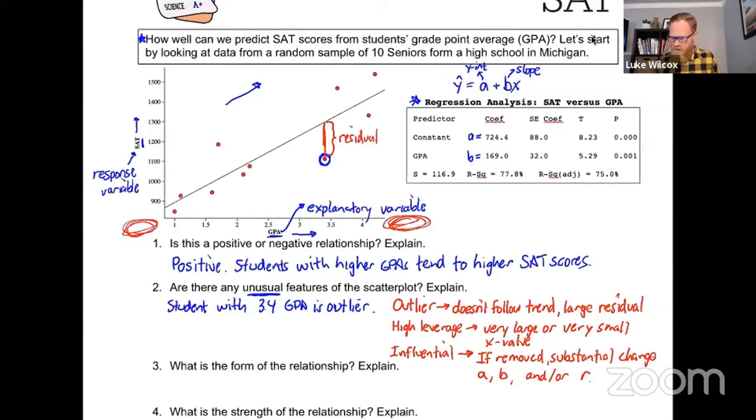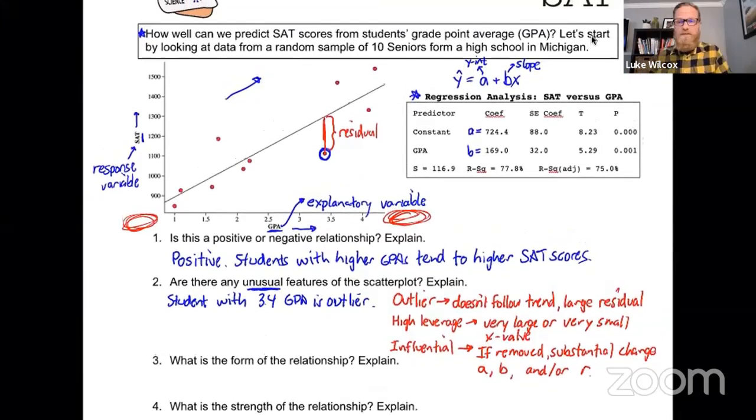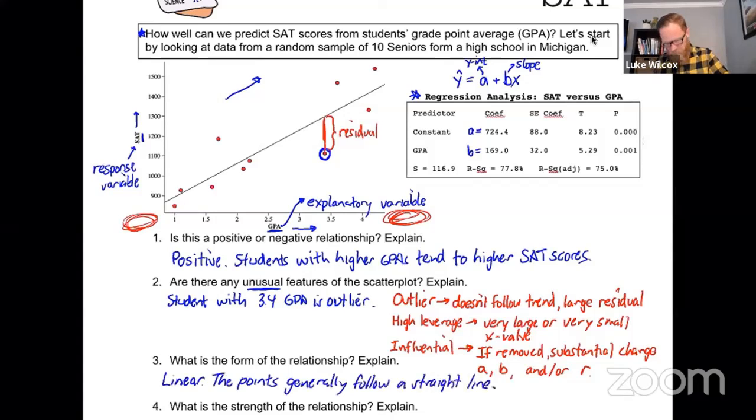So let's move on to question number 3, which says, what is the form of the relationship? Now for AP statistics, in terms of the forms of two variable data, for the most part, you're either going to say linear or nonlinear. Does it generally look like it follows a line or it doesn't follow a line? In this case, I would say that it looks fairly linear. So we're going to record our answer for the form as linear. And then we have to give some sort of explanation. This is just a general explanation, but we're going to say that the points generally follow a straight line. Now, there is a chance that you might get a data set that has a little bit of a curve to it, in which case you would say that the form is nonlinear.